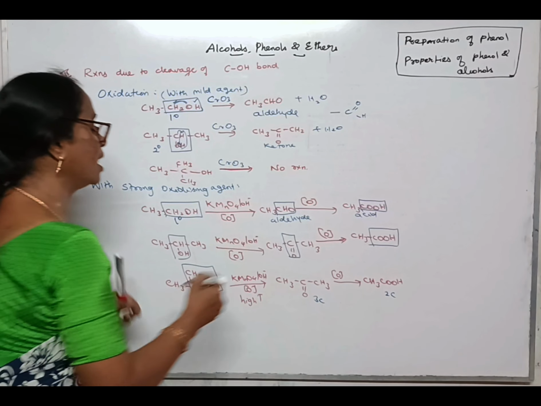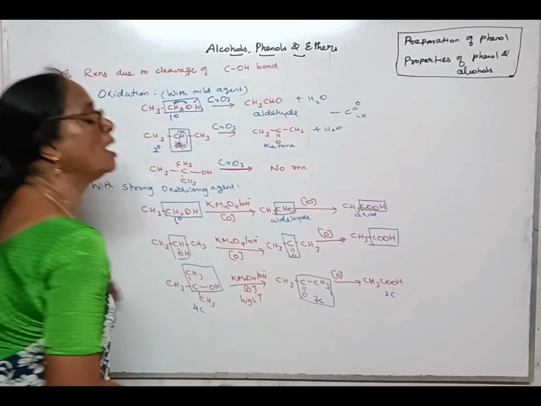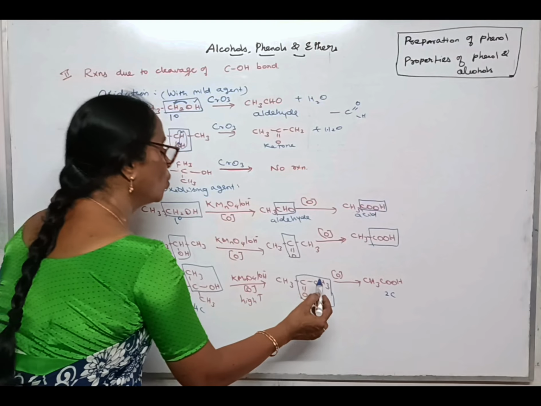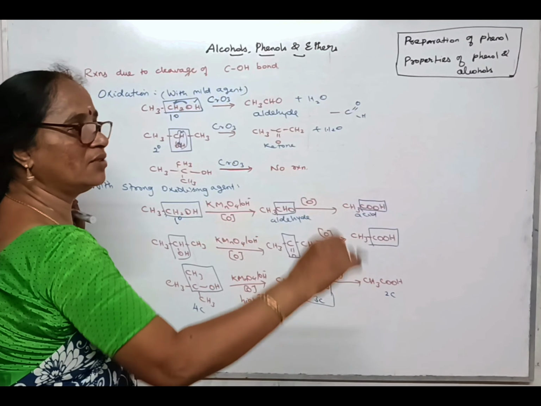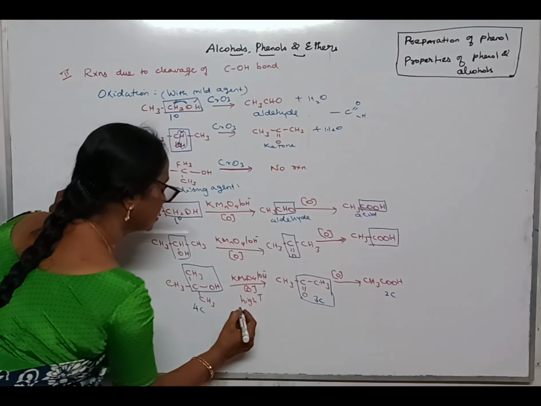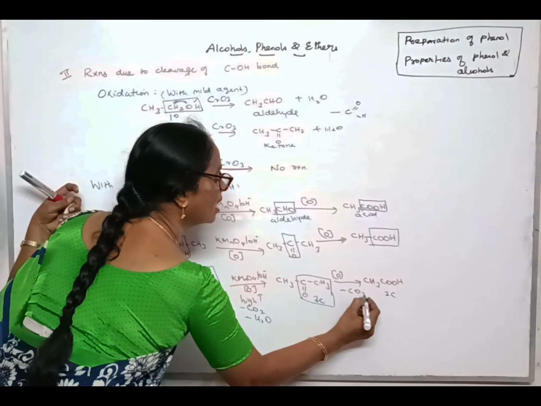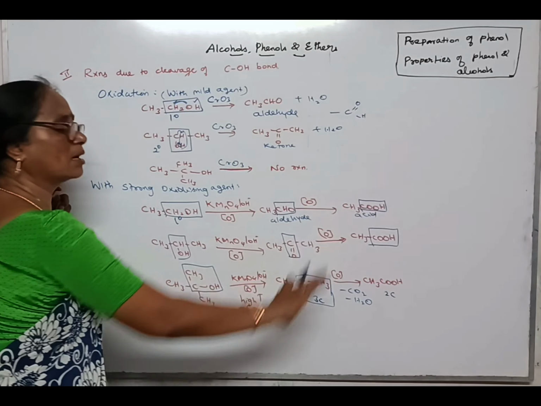This is because the oxidation takes place not only in the functional group, but along with it the alkyl group also undergoes oxidation. So one of the alkyl groups is oxidized to formic acid, which is further oxidized to carbon dioxide and water. So in every case you can write minus CO2 minus H2O. Here also minus CO2 minus H2O. This is the cleaved product.